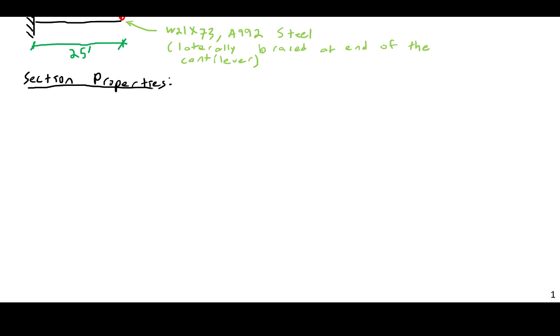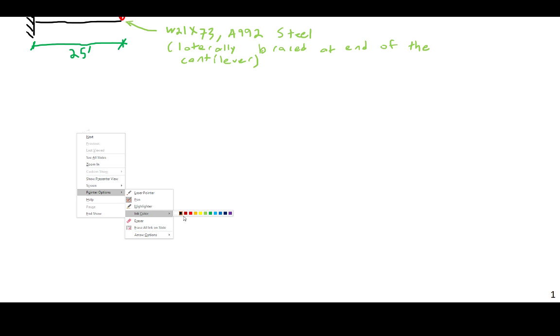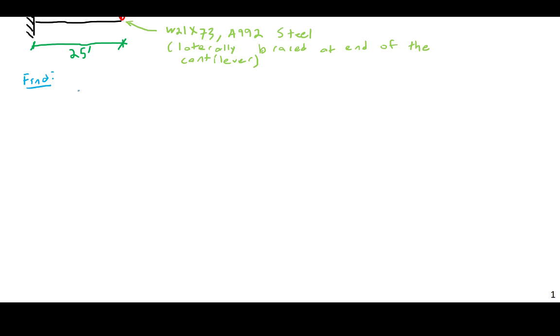And more importantly, one of my goals for this example was that I wanted to work through something without using any design aids. Oh, and I suppose I should tell you what we're going to try to find. This is just a very straightforward analysis problem. We're going to find if the W21 by 73 is adequate for this load.